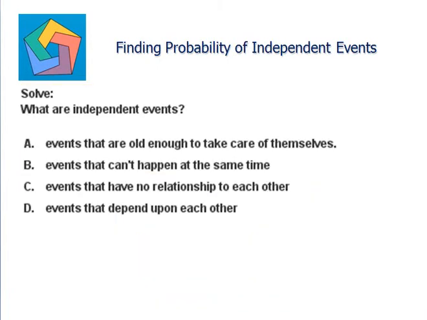A. Events that are old enough to take care of themselves. B. Events that can't happen at the same time. C. Events that have no relationship to each other. D. Events that depend upon each other. Now, as we just studied, for independent events, the result of the second event is not affected by the result of the first event. So we can see our answer should be C, events that have no relationship to each other.